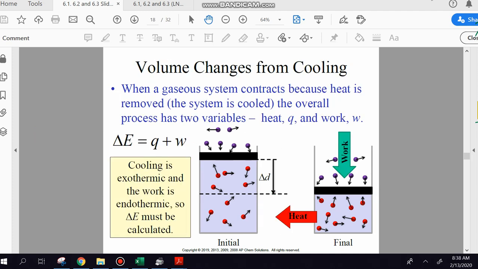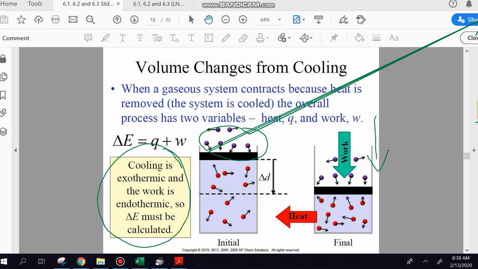So when a gaseous system contracts, what we just saw was the work on the outside of the system greater than the work from the inside of the system, so the gas contracted. This is an endothermic process. So this is what's happening. Cooling is an exothermic process. The work that we had here was an endothermic process. So then we have to actually calculate the delta E using this equation. Again, this work on the outside of the system is endothermic, but inside the system, when it cools off, that is going to be releasing heat.